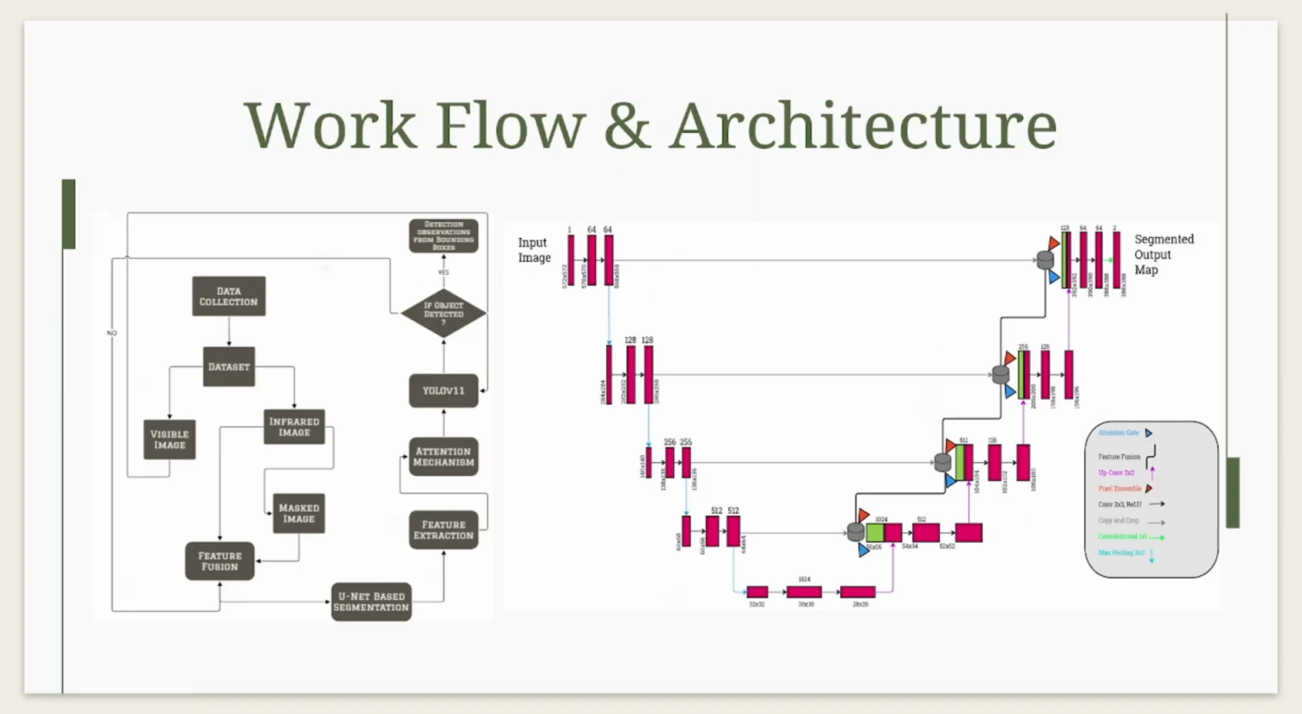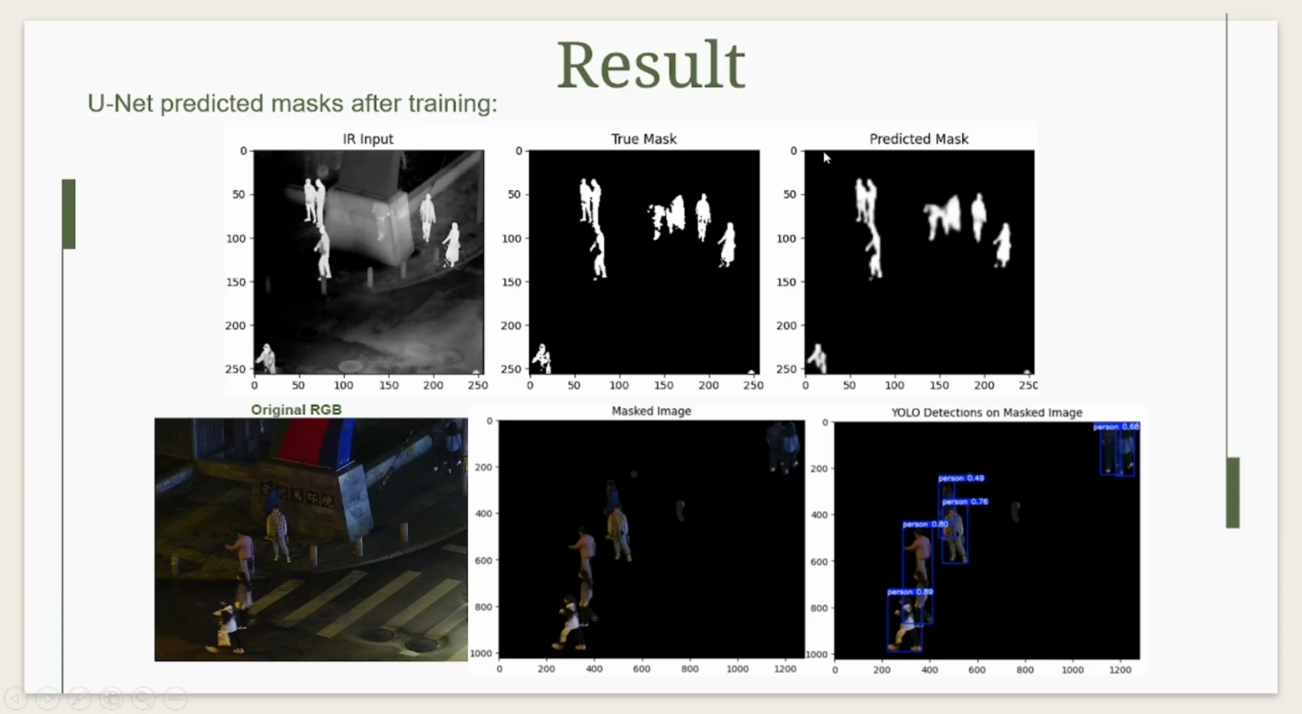Then a masked image is generated, which separates the foreground and background clearly by adding white and black color to foreground and background respectively. And then feature fusion is done and sent to unit based segmentation. Unit segments the masked image, and then it transfers it to feature extraction. As you can see, this will be the predicted mask, and here the unit segments the objects.